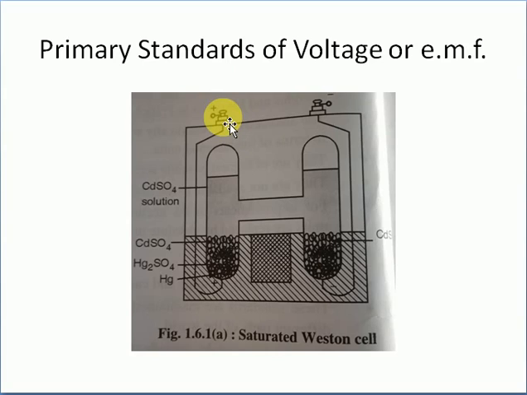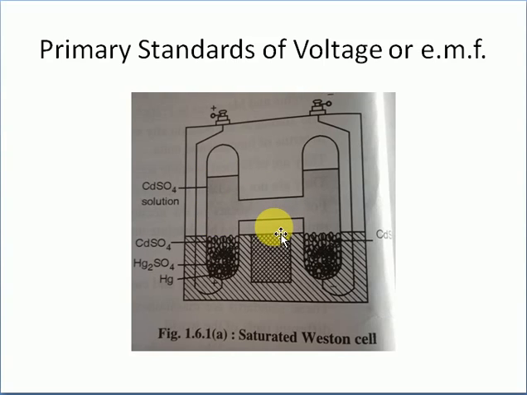So what is that? It is available as a saturated Weston cell, which was developed by Edward Weston. This is available in voltage cell form, as you see in the figure. The anode is made up of mercury, and the cathode has an amalgam of cadmium, which has 1 part of cadmium and 7 parts of mercury.